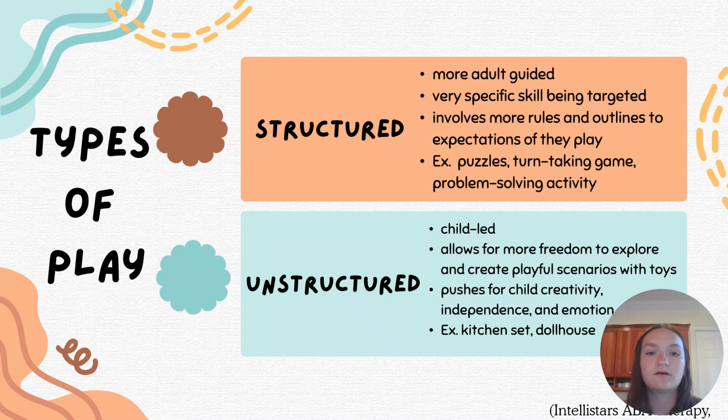There are two types of play, like functional play, that we often see: structured and unstructured. Structured is more adult guided. There's a very specific skill that needs to be targeted, so it involves a little bit more rules and outlines with the expectations of play. The child doesn't necessarily have as much freedom to do what they want with the toys or the game. An example of this might be a puzzle or a turn-taking game. One that I often see is Candyland or Pop the Pig for turn-taking, and problem-solving activities. So there's a little more regulation and structure, hence why it's called structured play, to the actual therapy.